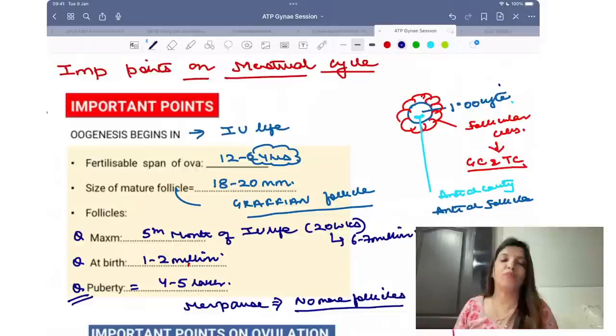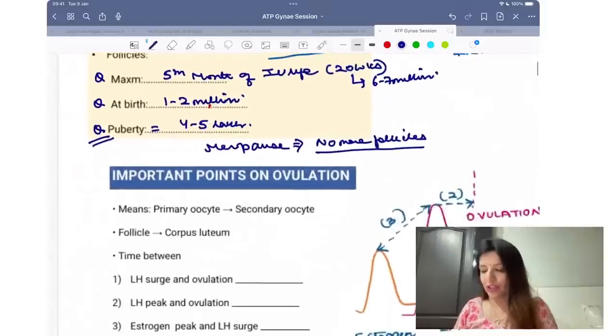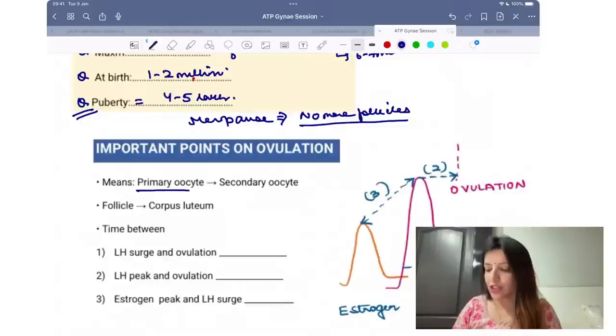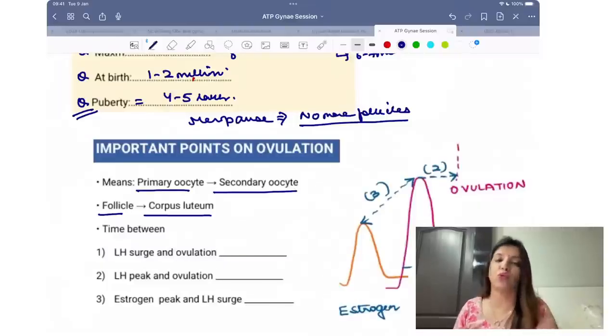Then related to the menstrual cycle, they ask you questions on ovulation. What is meant by ovulation? Ovulation means when a primary oocyte changes into a secondary oocyte and a follicle changes into corpus luteum. That is what is called ovulation. Now, all of you know that ovulation happens because of the LH surge.